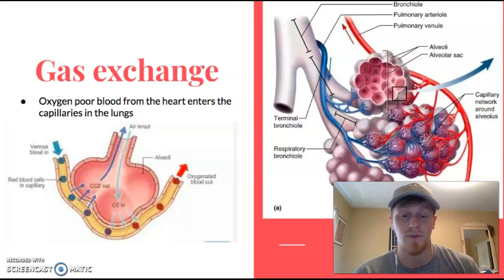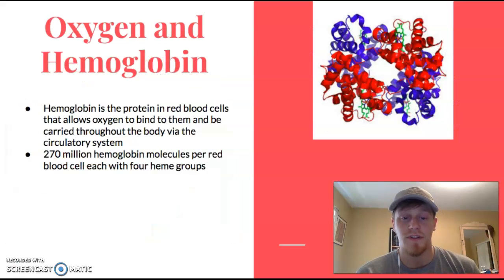Gas exchange is able to occur at the capillary level in the lungs and tissue because of the differing pH levels affecting the structure of hemoglobin. So hemoglobin is the protein in our red blood cells that allows oxygen to bind to it and be carried throughout the body via the circulatory system. Here's a hemoglobin molecule right here.